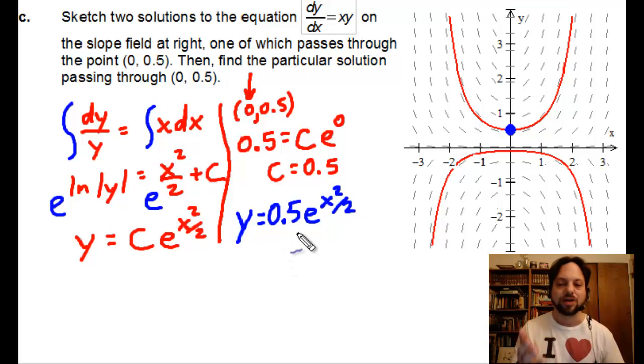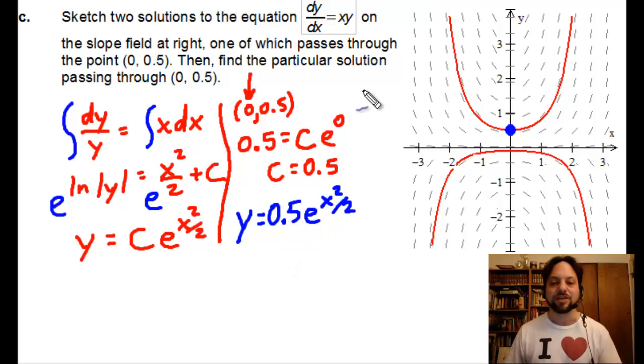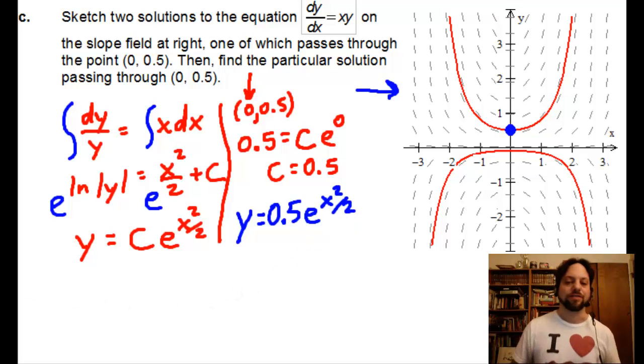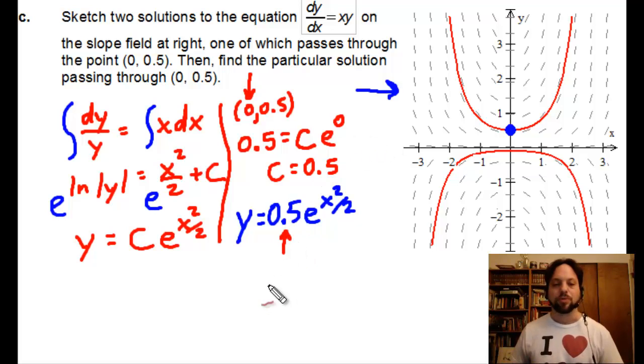You can graph that on your calculator and see that it does in fact give us this graph up here north of the x-axis. However, if you are graphing this on your calculator, just to see some other solutions, change the 0.5.